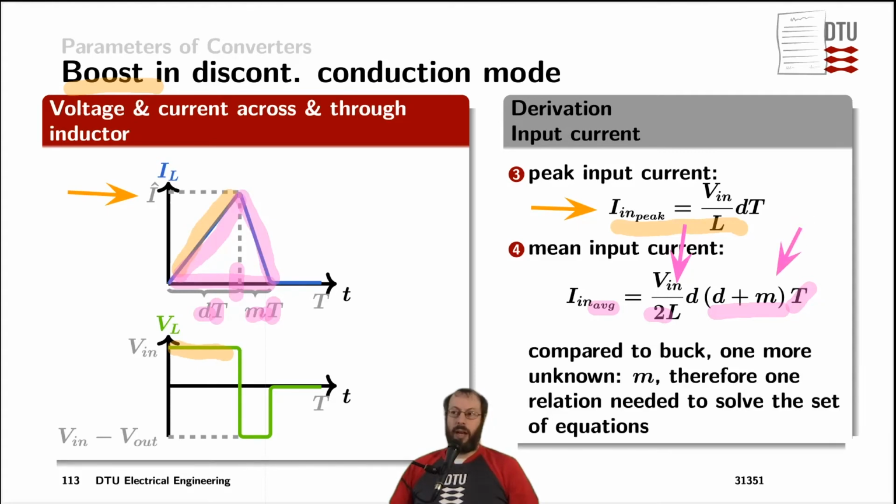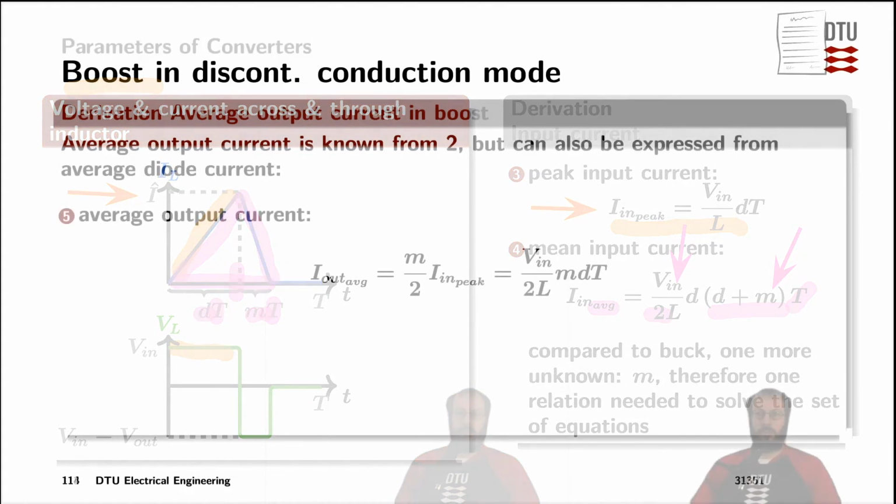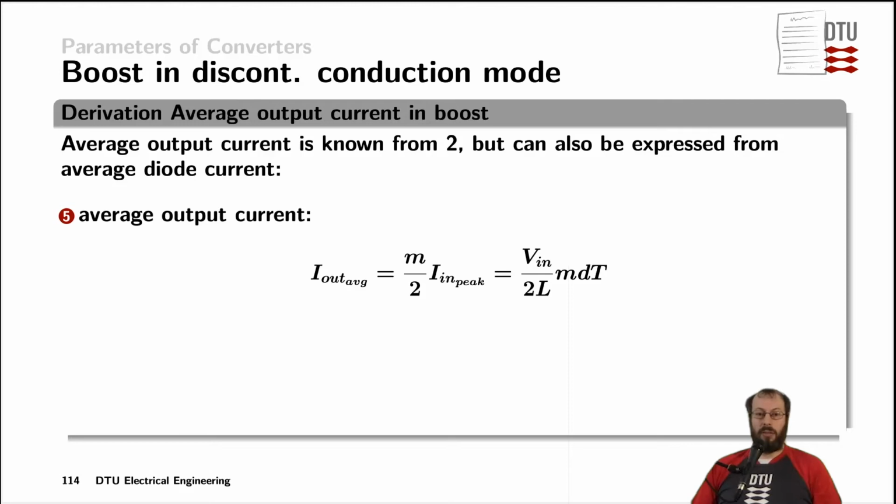Now the factor M is still an unknown in this equation, and we need one more equation to derive an expression for M. And here we can use the fact that the DC current through the capacitor has to be 0. We know already the average output current, so the average current through the load. And that means that the average diode current in a boost converter needs to be equal to the average output current that we already know from equation 2.